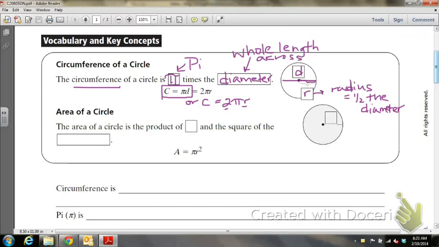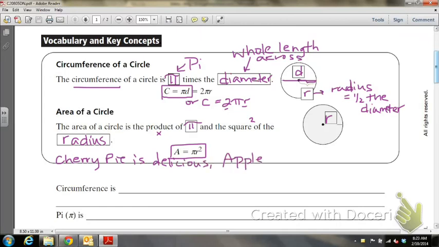The area of a circle is the product, which means multiply, of pi and the square, which means the little power of 2, of the radius. So A equals pi times the radius squared. You can think of this as cherry pie is delicious.